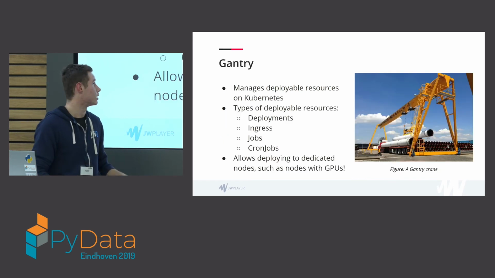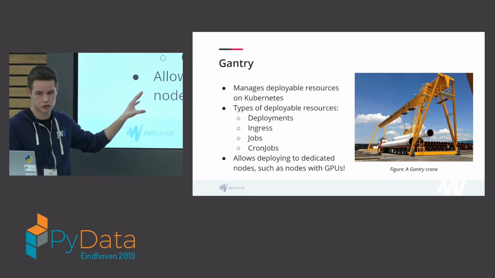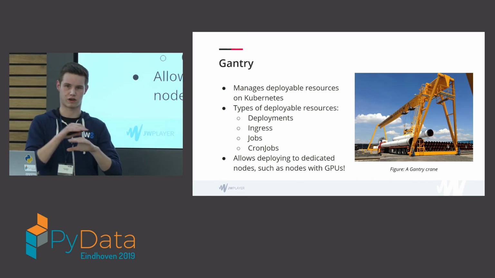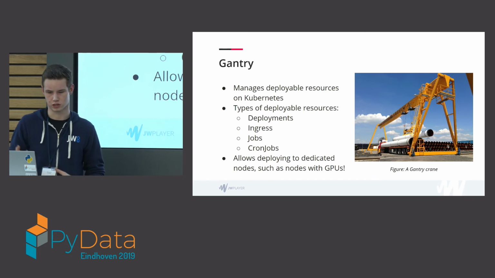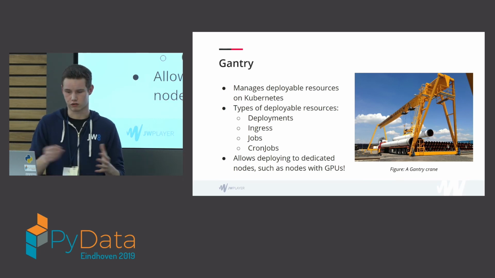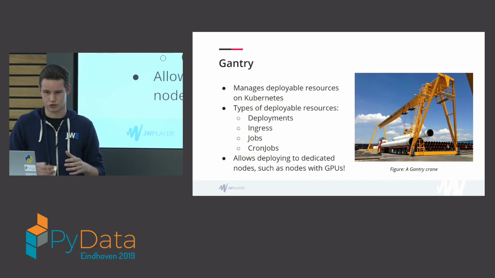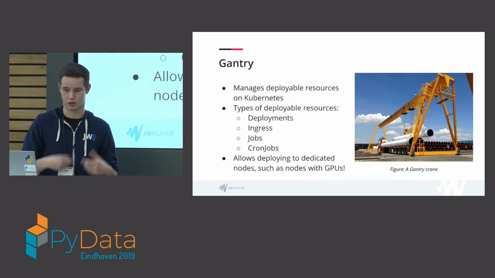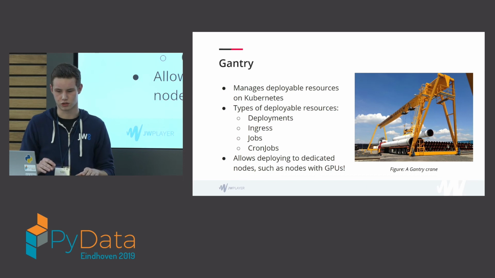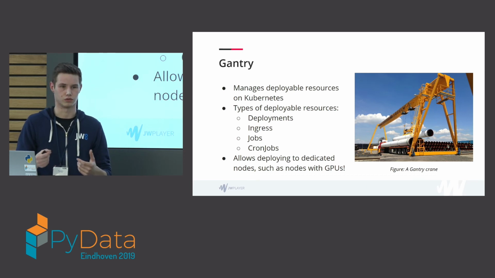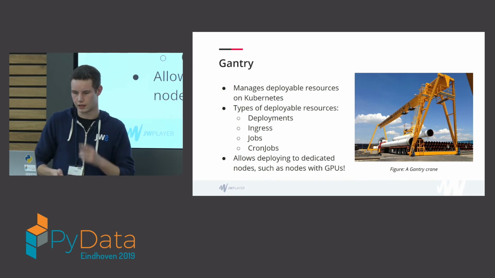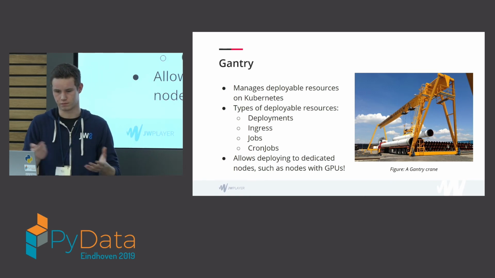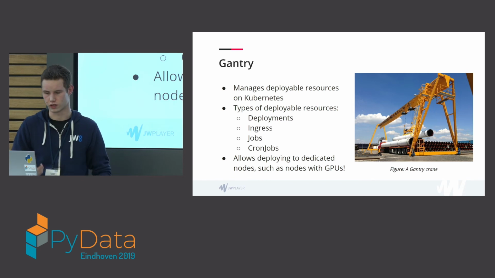So Gantry manages our deployable resources. It's a really thin abstraction on top of the Kubernetes API. So we can create deployments, ingresses, jobs through it, and cron jobs. And something that's also really nice for machine learning is that because it's just a thin abstraction on Kubernetes, we can also use all these nice features such as running jobs on GPUs. And Gantry makes it easy to create such a job.